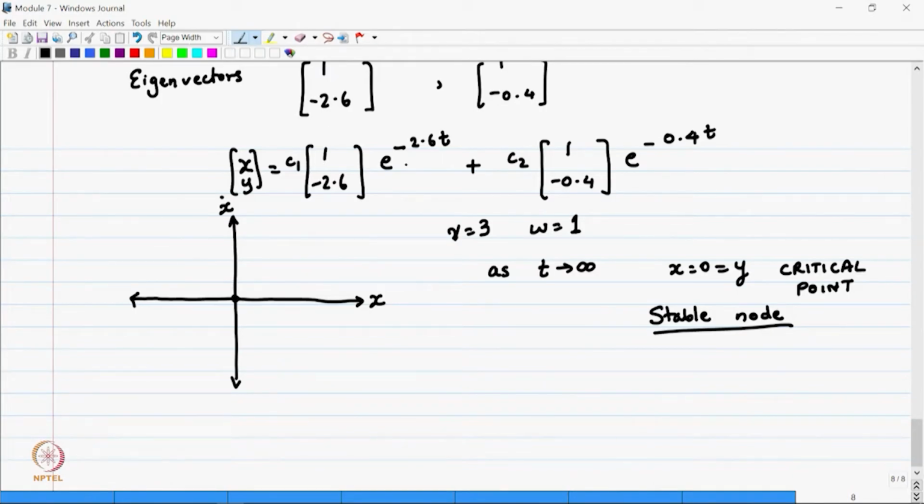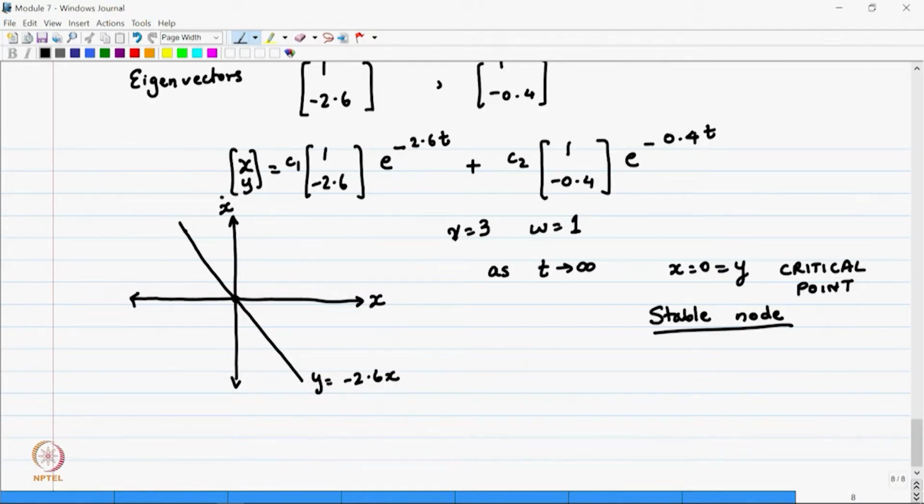Obviously, let us consider one case where you only have C1, where C2 is 0. So, if C2 is 0, what you can see is that y, which is x dot, is just some multiple of x. So, it is just minus 2.6 times x. This is nothing but a straight line of slope minus 2.6. So, it will look like this.